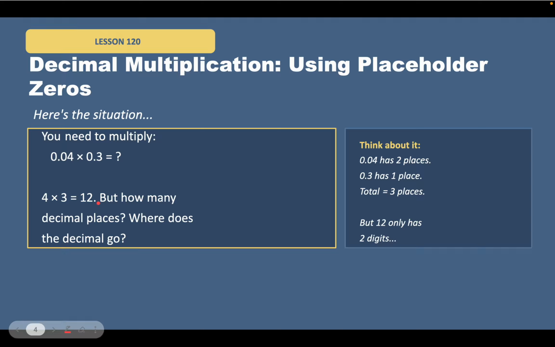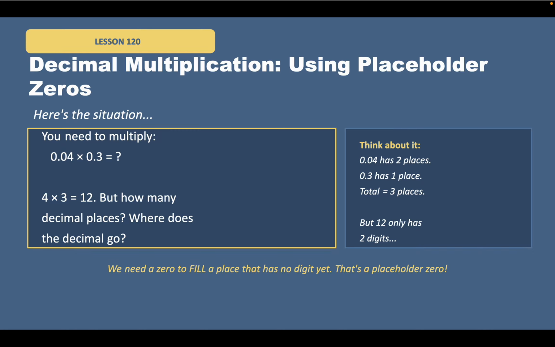So think about it. 4/100 has 2 places after the decimal point, and 3/10 has 1 place after the decimal point. So that's a total of 3 places, 1, 2, 3. But 12, the answer that we got, only has 2 digits. So we need a 0 to fill a place that has no digit yet, and that is called a placeholder 0.